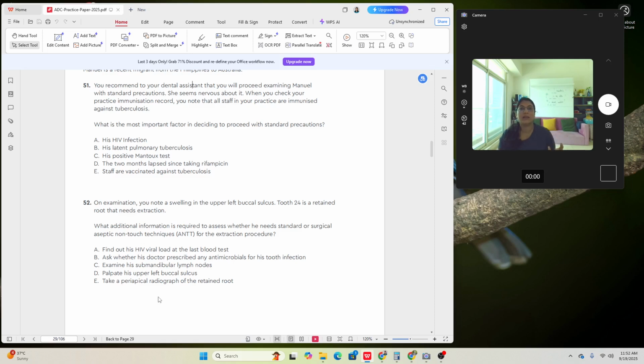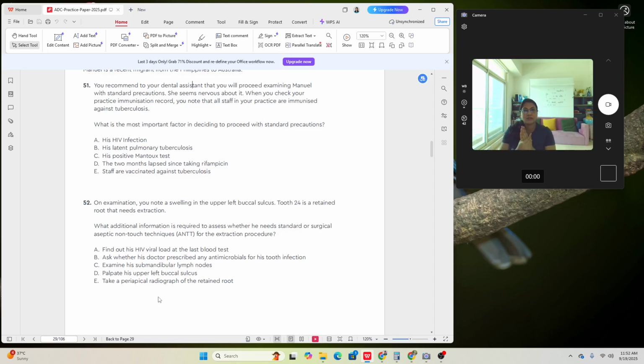How is that going to help you? Say his viral load comes normal. Then that would decide you to go in a normal way. What about the anatomy of the root? This is a very nice way of tricking you. So don't get tricked, don't get trapped, keep your concepts clear.